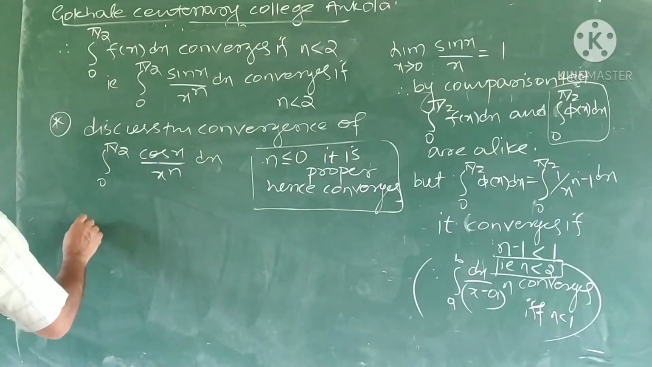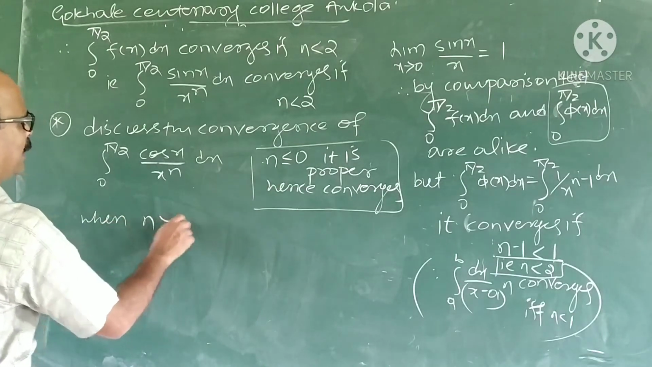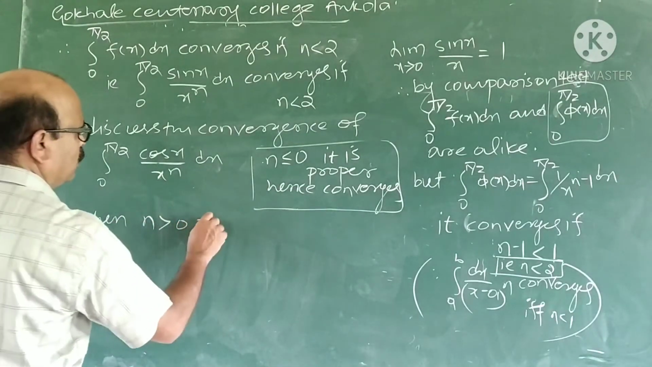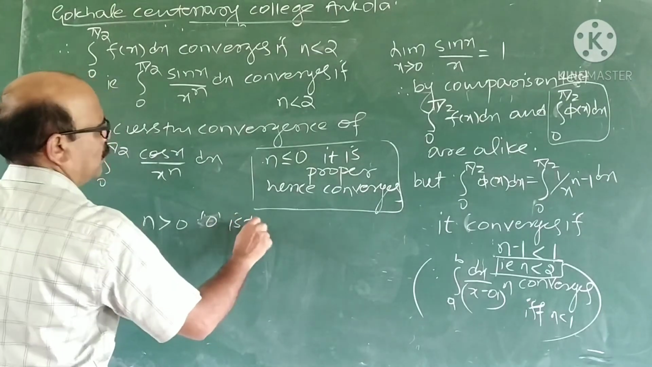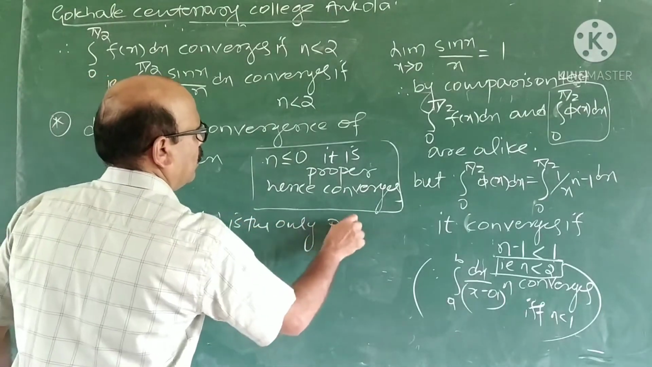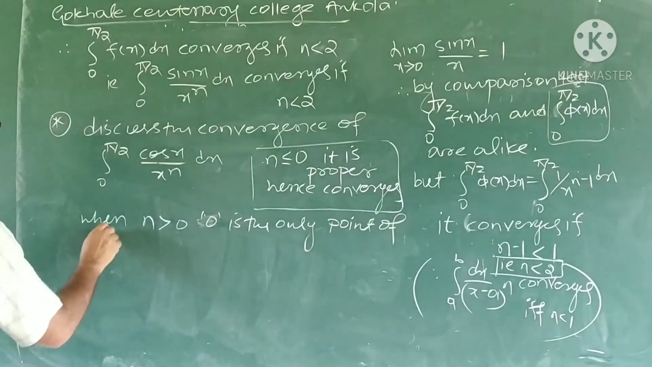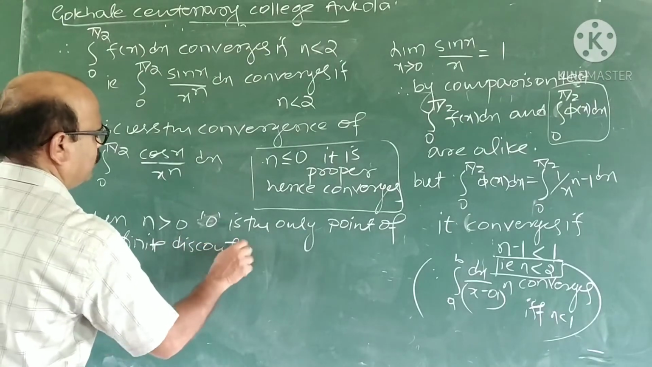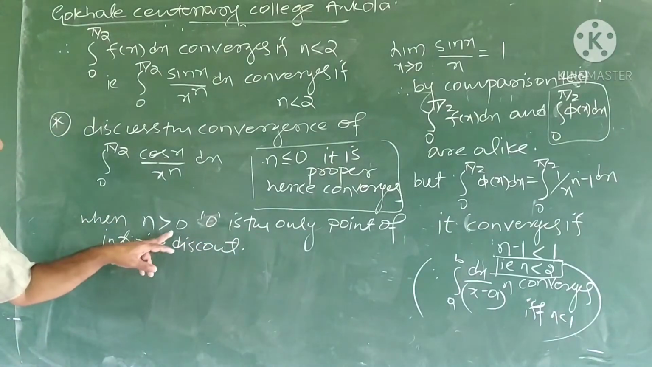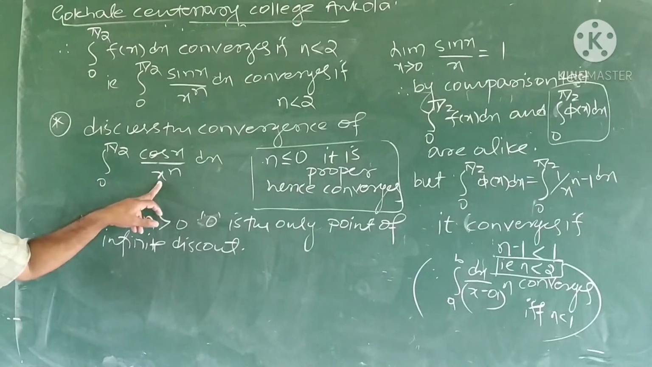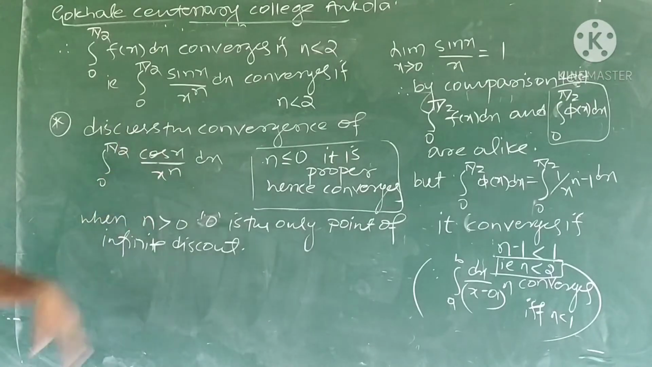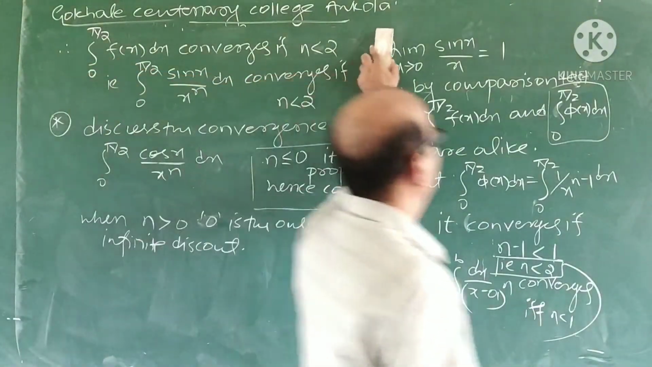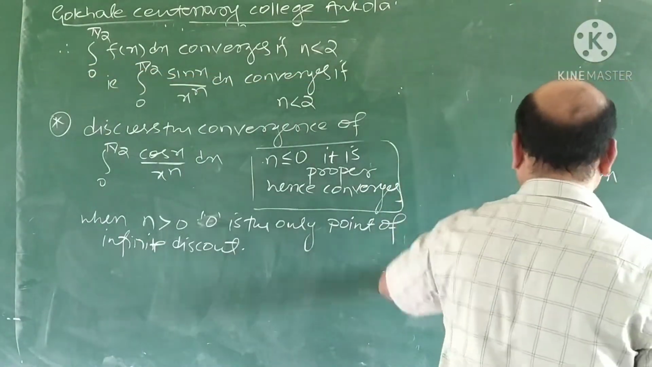Now, the problem arises when n is greater than 0. When n is greater than 0, 0 is the only point of infinite discontinuity. Because when n is greater than 0, if you take the limit as x tends to 0, it becomes unbounded. The function is unbounded. Now, we apply the comparison test. For that, we choose f(x) and phi(x) like this.